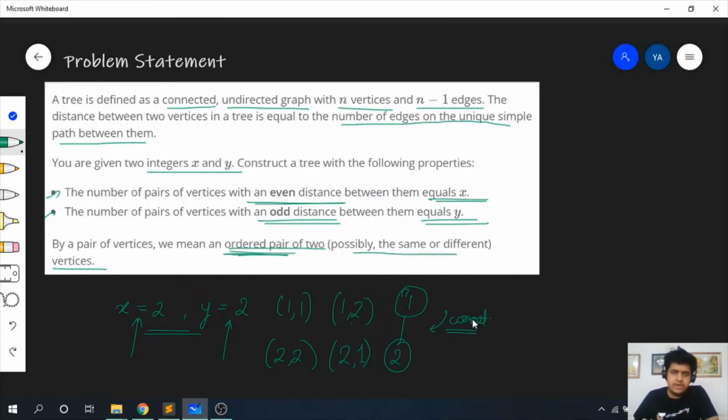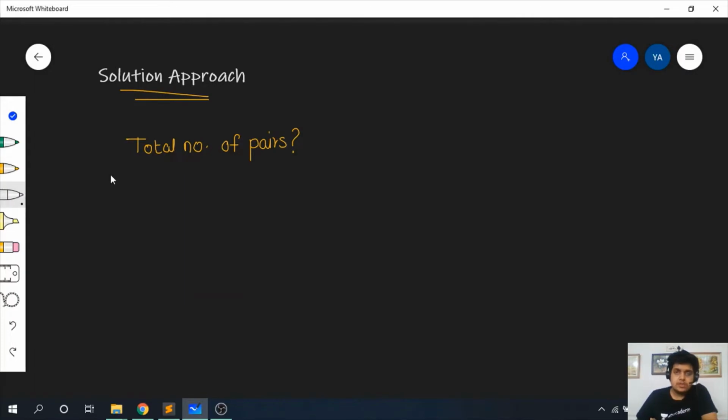Now we have seen the problem statement and the sample case. Now let us proceed to the solution approach. Starting with the solution approach, let us try and figure out how many total pairs there will be. So let us take an example.